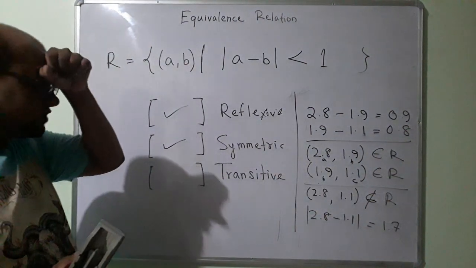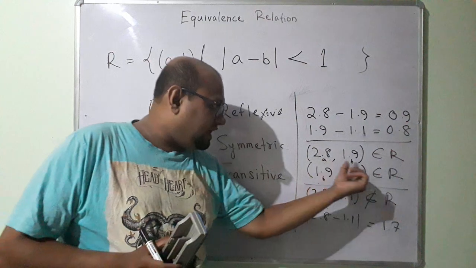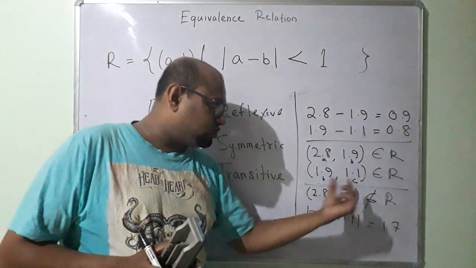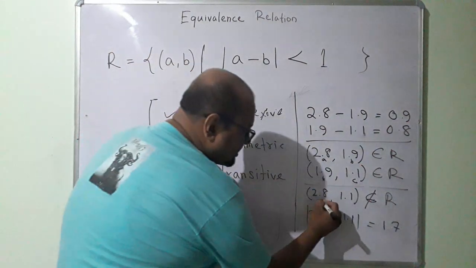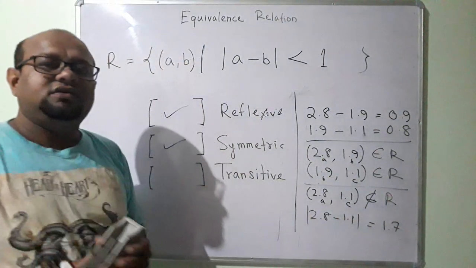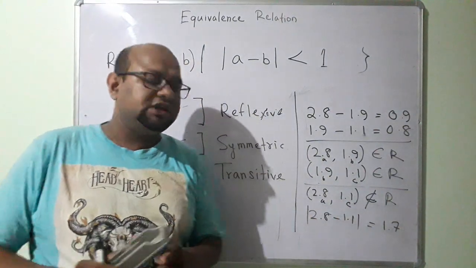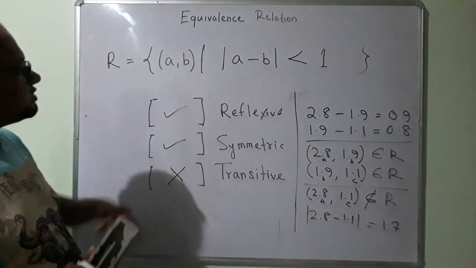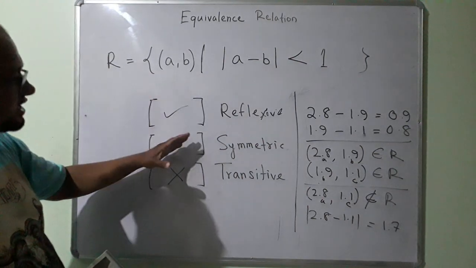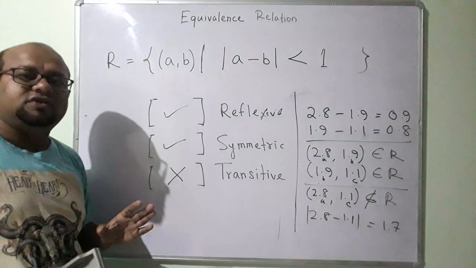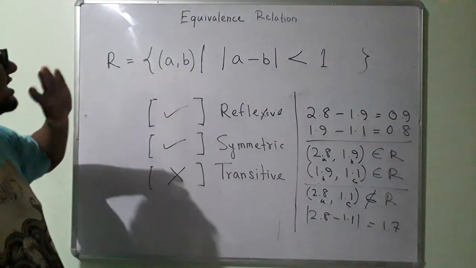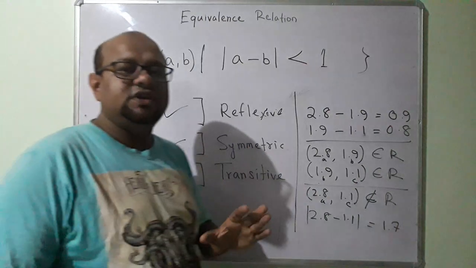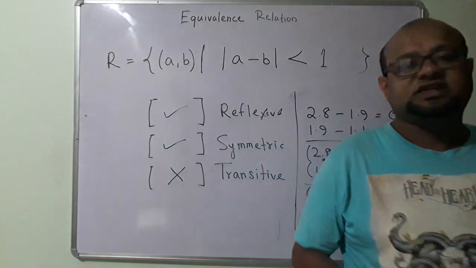Alright. So what have we seen till now? AB belongs to the relation, BC belongs to the relation, but AC does not belong to the relation. So that is how I know that this relation is not transitive. Alright. So it is reflexive, it is symmetric, but it is not transitive. So this is how I know that this relation R on the set of integers is not an equivalence relation.